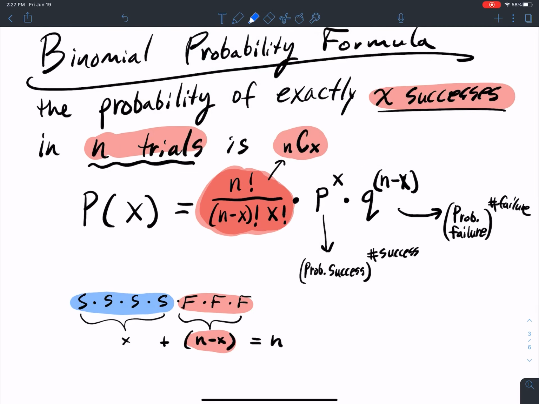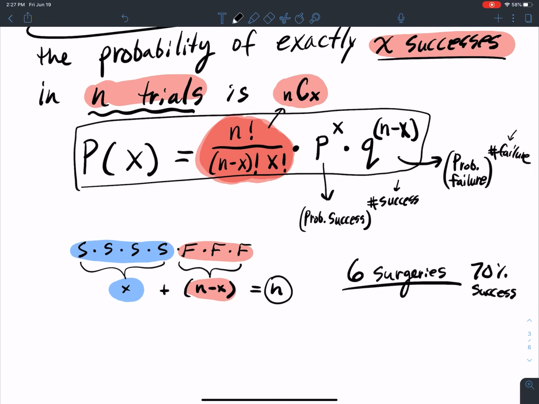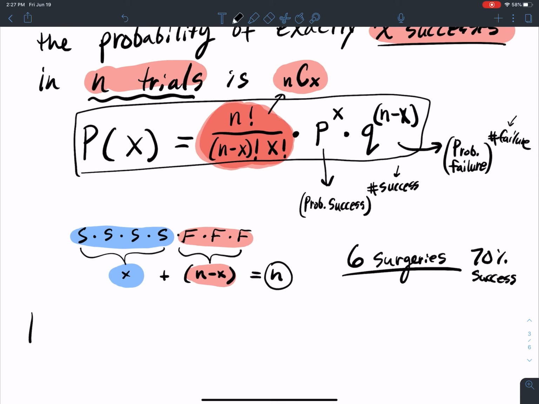So let's try it with an example. Let's use the example where we had a procedure. There were 6 surgeries, and there was a 70% chance of success for each surgery, and the surgeries are independent of each other. And I want to find the probability that there were exactly 0 successes. What does that mean? No successes.